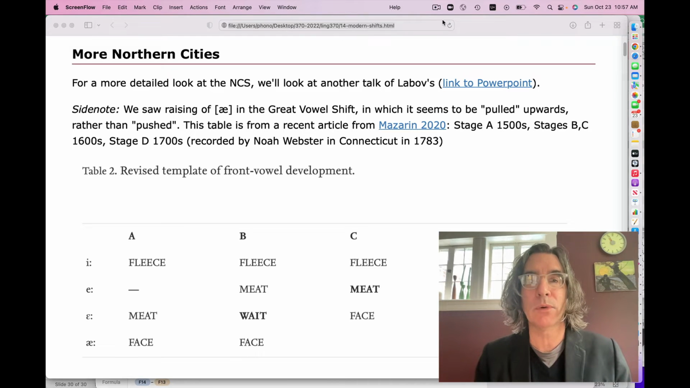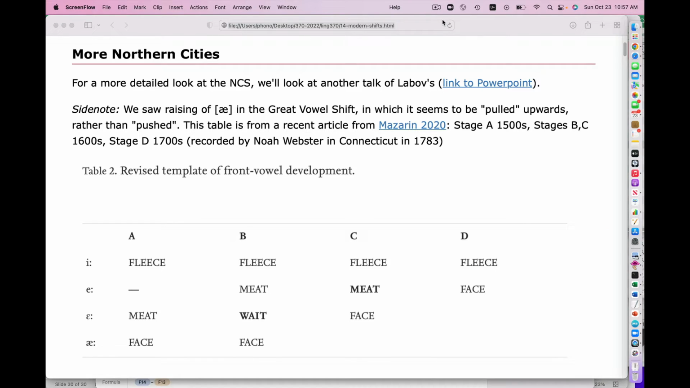Before we go on to talk some more about modern shifts, including, yes, even more details about the Northern Cities shift, I want to go back to the Great Vowel Shift for a moment and talk about æ raising in the Great Vowel Shift. So you recall that in the Great Vowel Shift, ɛ went to æ, and then the previous a vowel moved up to ɛ. That's the thing that we focus most on, probably. But also, the æ vowel later on moved up to ɛ and then to e, where it is now.